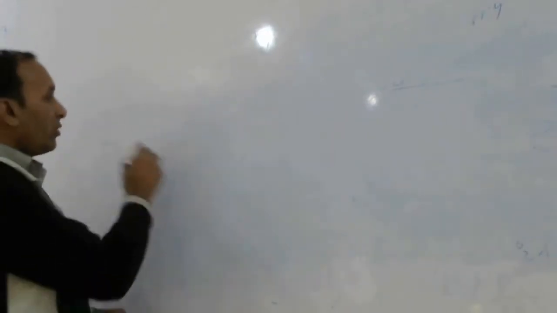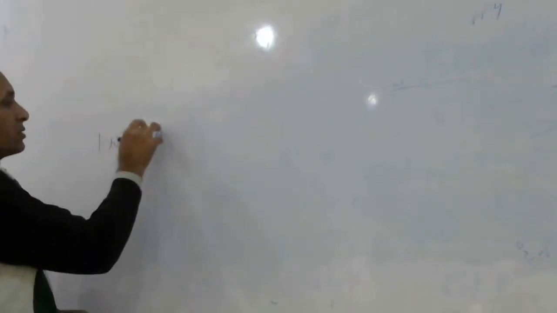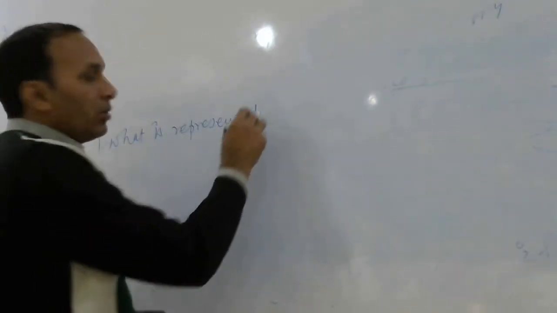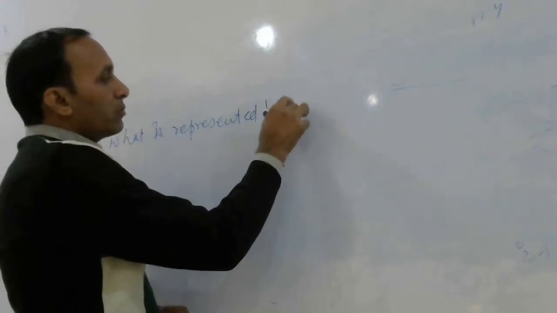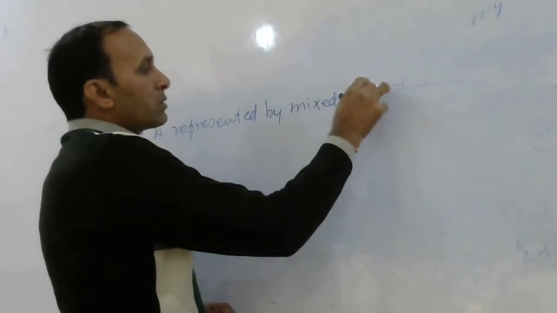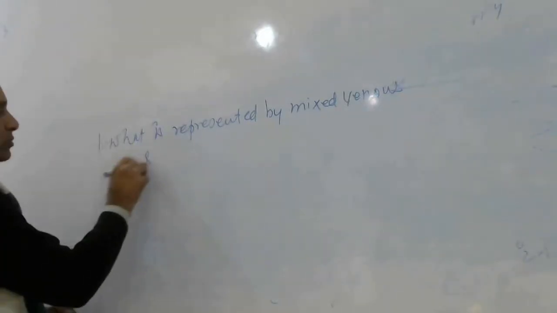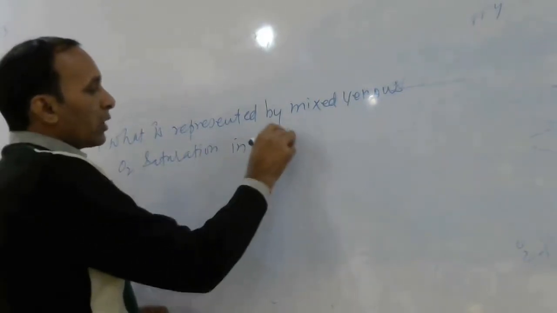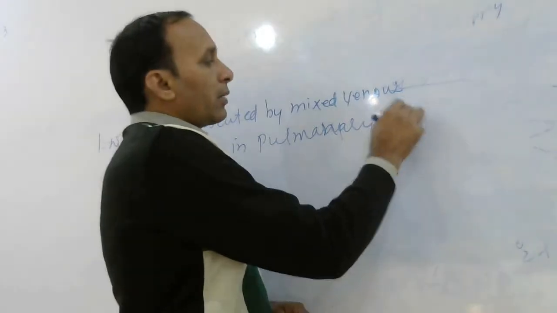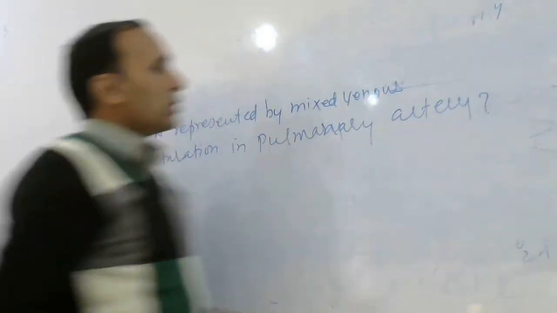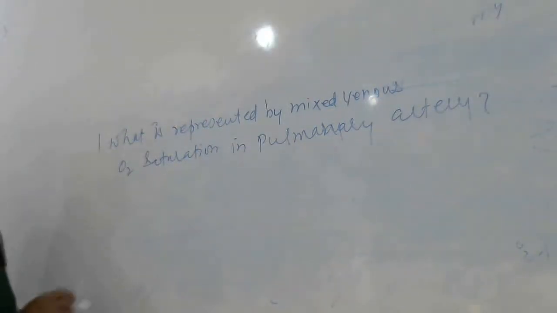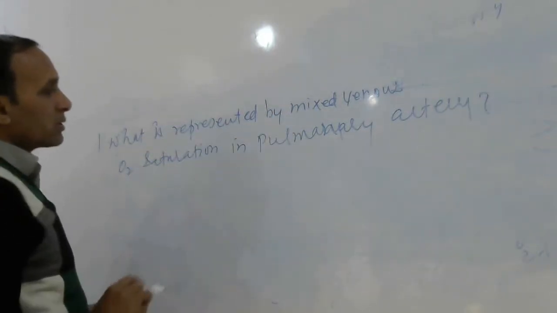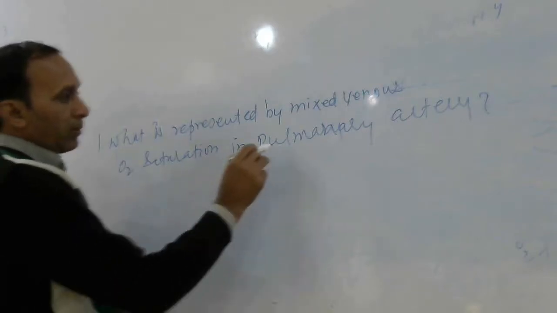So first question is, what is represented by mixed venous O2 saturation in pulmonary artery? So understand the question, what they are asking. What is represented by mixed venous oxygen saturation in pulmonary artery?